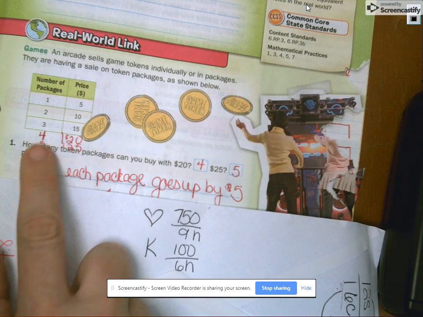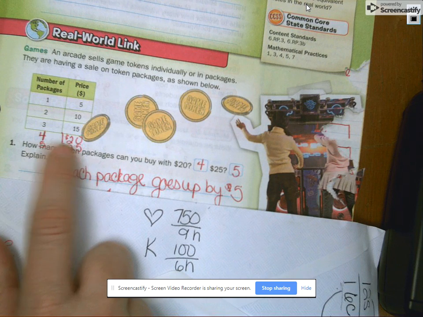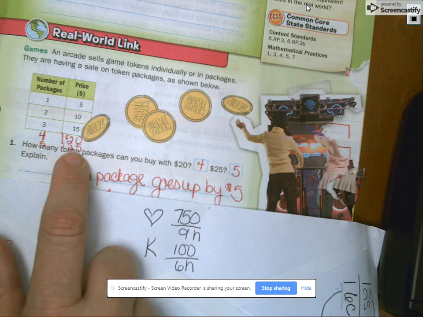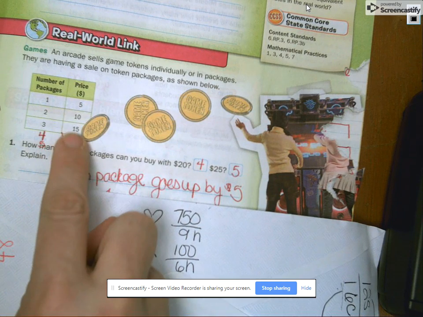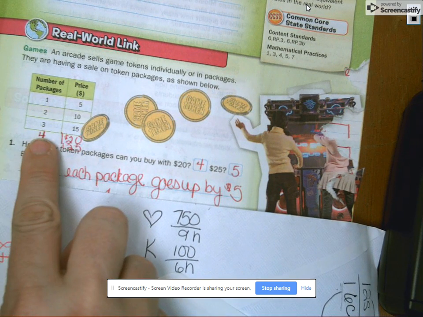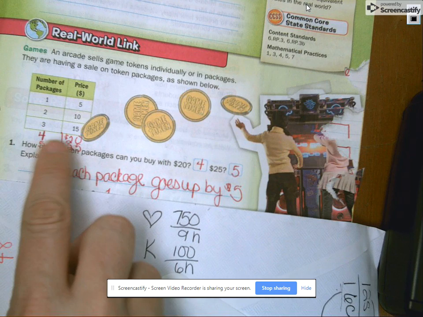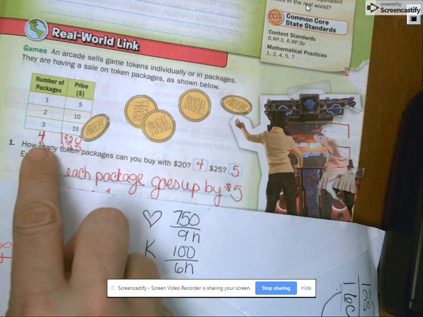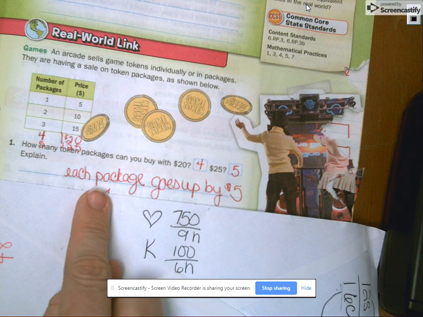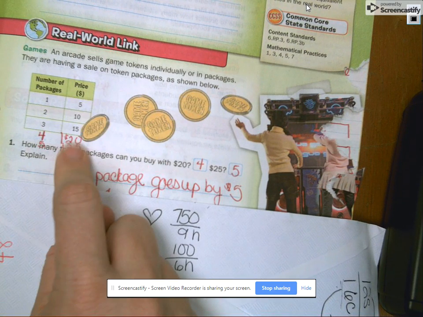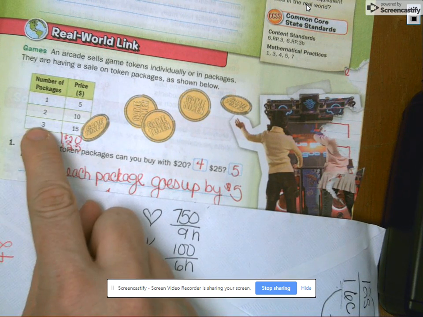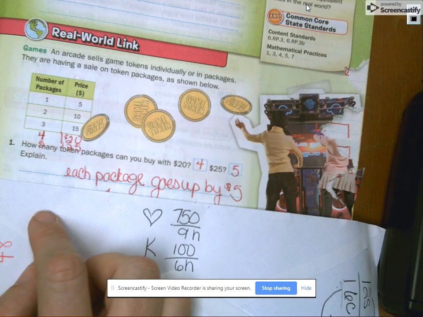All right, hopefully you saw that if you continued, 4 packages would be $20 and 5 would be $25. So how much can you buy with $20? I'm going to go here on the dollars. Here's 20, and so I can buy 4. Same thing with 25, I can buy 5. And my explanation is that each package goes up by 5, so I just have to go up by 5 each time and then look over at how many packages I have. All right, go ahead and look at number 2.